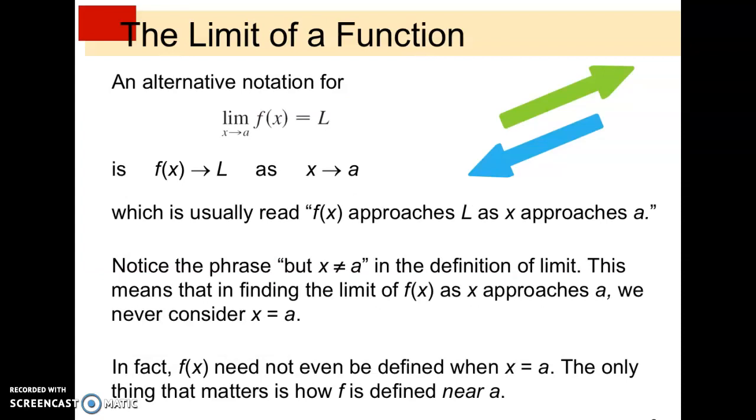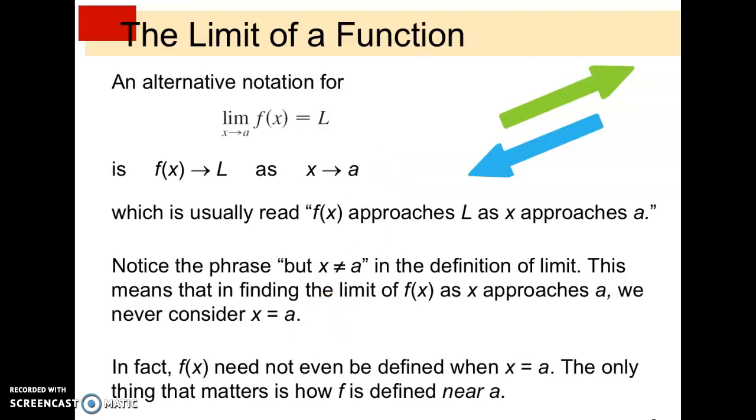Here's an alternate notation that is sometimes used, rarely, but sometimes. Instead of using the classic notation, the limit as x approaches a of f of x equals L, sometimes it's written like this: f of x approaches L as x approaches a.